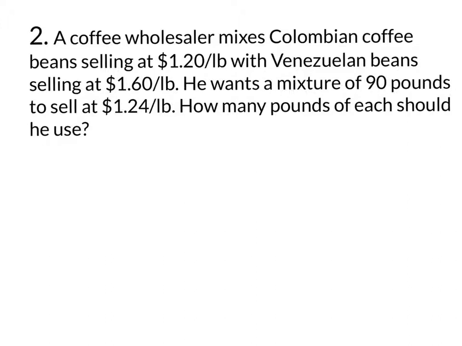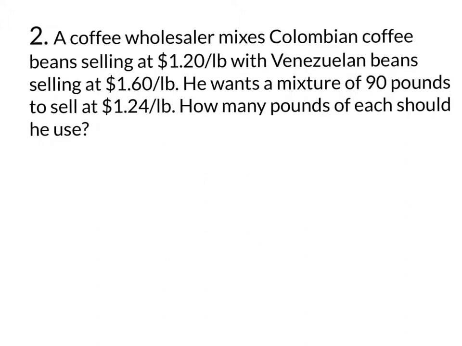All right, so let's start talking about our mixture problem. The same method can be used for solving coin problems as we use for solving mixture problems. But we have to think through this. The mixture problems are harder. All right, so here we go. Number 2. A coffee wholesaler mixes Colombian coffee beans selling at $1.20 a pound with Venezuelan beans selling at $1.60 a pound. He wants a mixture of 90 pounds to sell at $1.24 a pound. How many of each pound should he use?